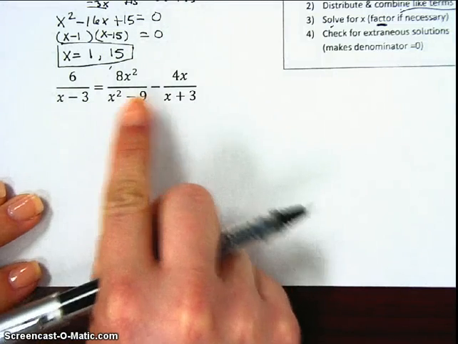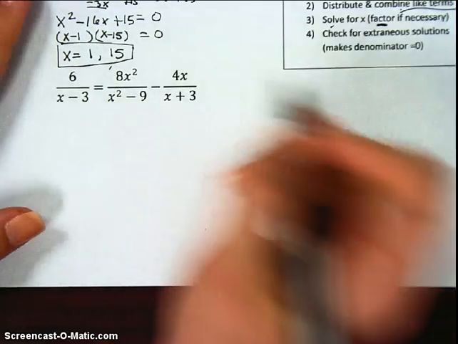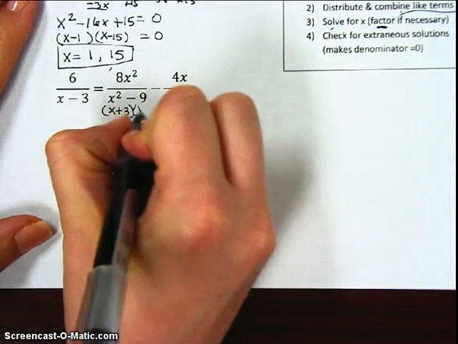The last example. You notice on the last example, we've got x minus 3 as a denominator, x squared minus 9, and x plus 3. Once we see this x squared minus 9, we want to go ahead and factor this. So this will factor to x plus 3, x minus 3.